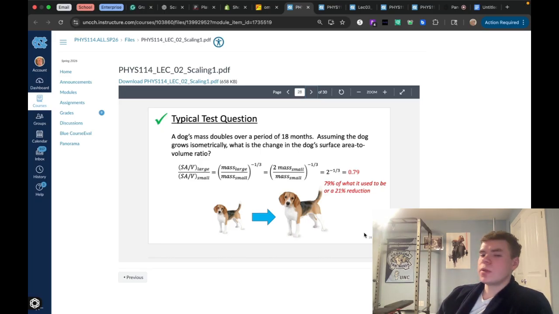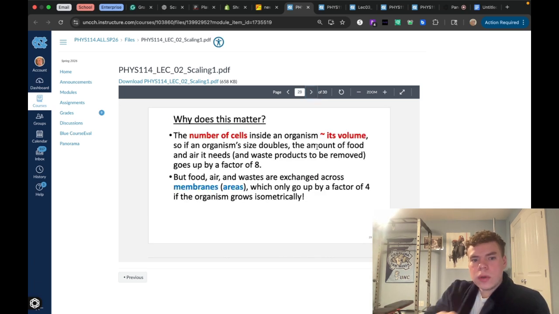Who cares how much the ratio's changed? I get it. Why does this matter? That's a great question. Why does this matter? The number of cells inside an organism is its volume. So if an organism's size doubles, the amount of food and air it needs goes up by a factor of 8.